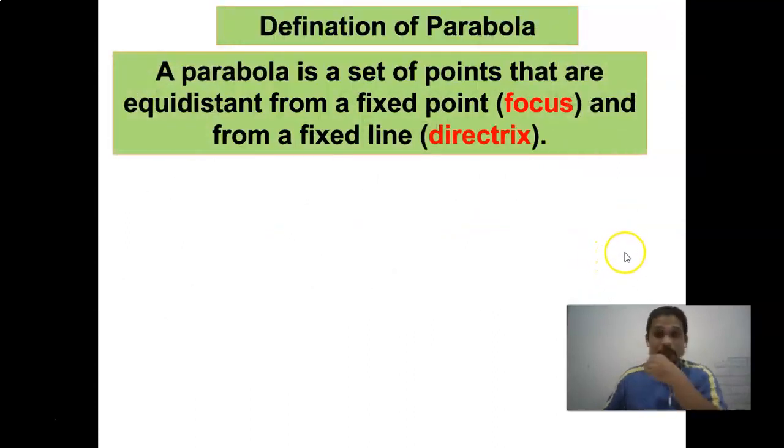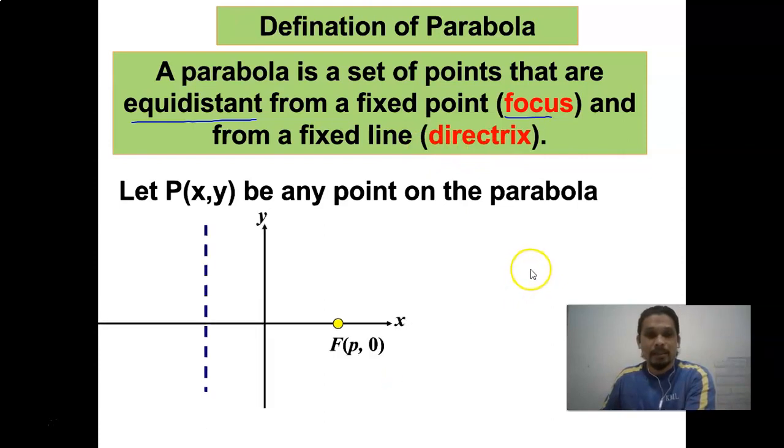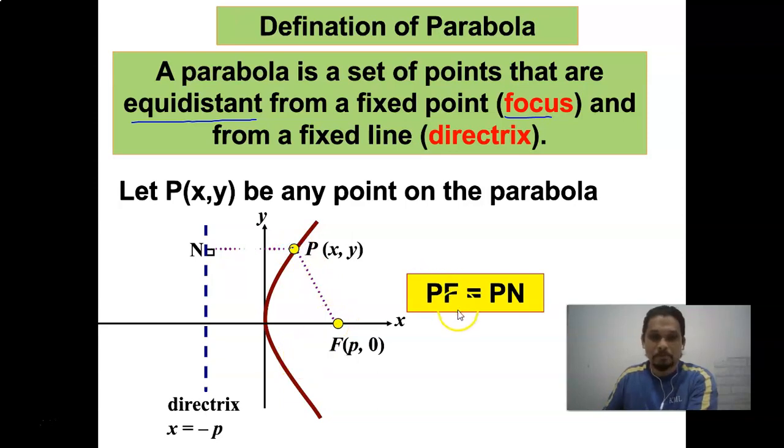So a parabola is a set of points that are equidistant from a fixed point. Equidistant means equal distance from the fixed point, the focus, and from a fixed line, the directrix. Let P(x, y) be any point on the parabola. This red ink is a picture of the parabola, and P(x, y) is any point on it. The distance from P to the directrix and the distance from P to F are equal.